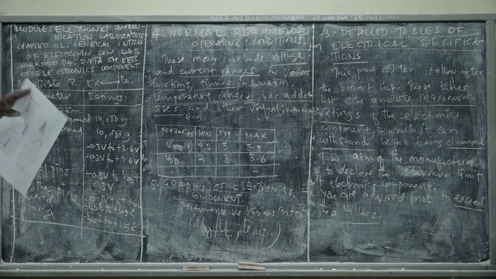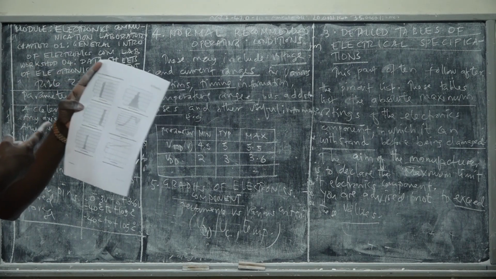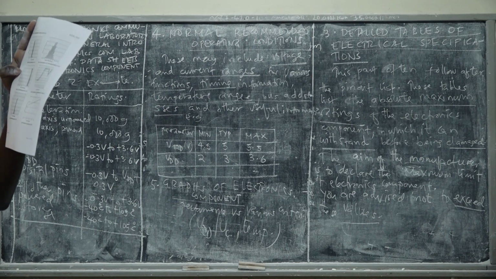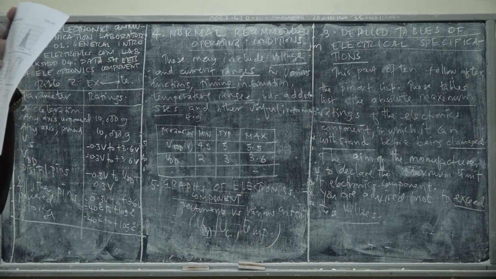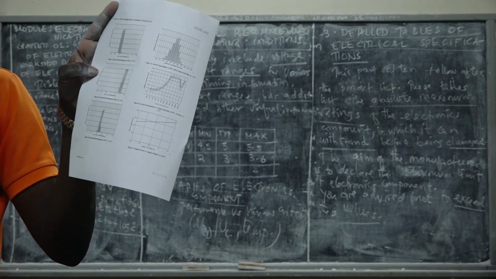Okay. Then we have some other graphs. That is page number 11. Keep quiet. Percent of population against what? Self-test response. You see, that's all about electronics.